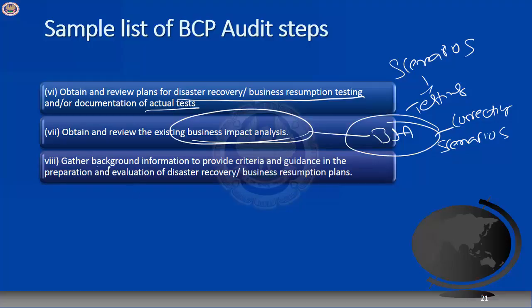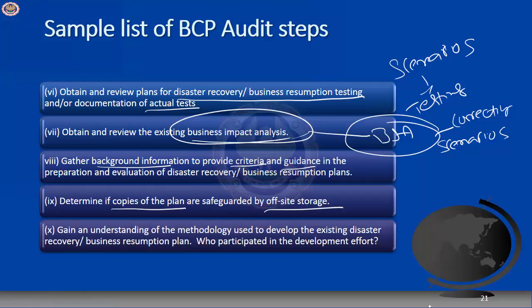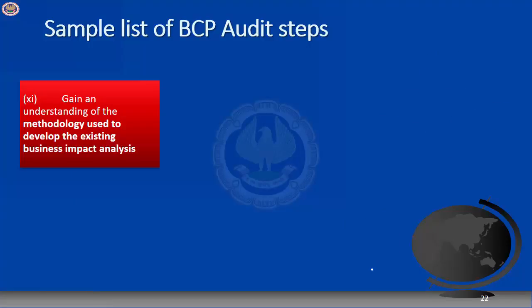You also gather the background information as to the criteria and the guidelines which have been used for preparing the business continuity plan, and whether these are relevant to the business and whether they meet the needs of the business. You determine whether the copies of the plan which are supposed to be safeguarded and kept in offsite storage have actually been kept in offsite storage. You gain understanding of the methodology used by the organization for preparing the business continuity plan, and check who participated in the development of the plan and whether they have been adequately trained and have covered all the critical business processes.